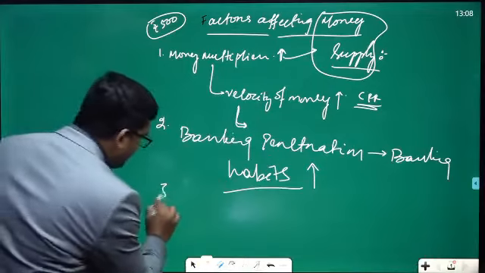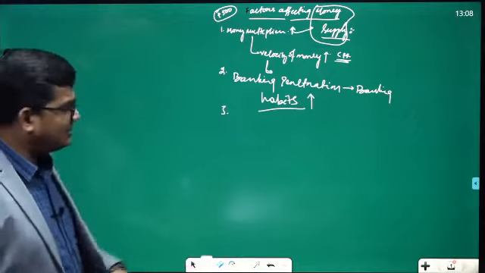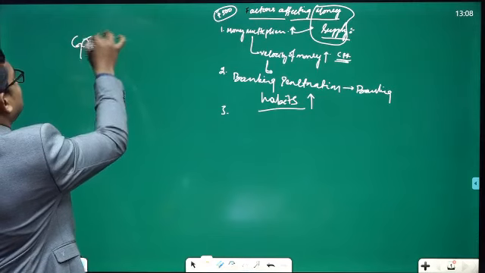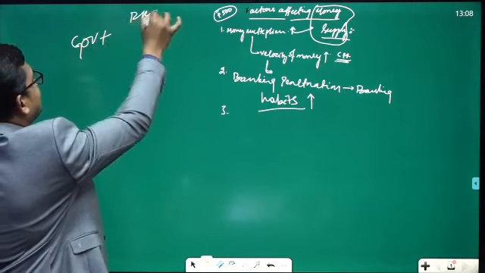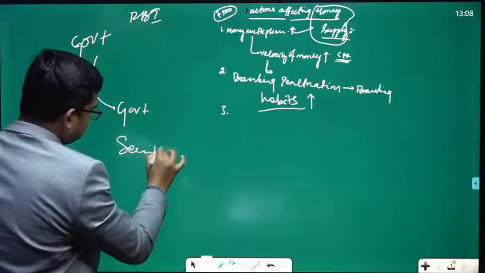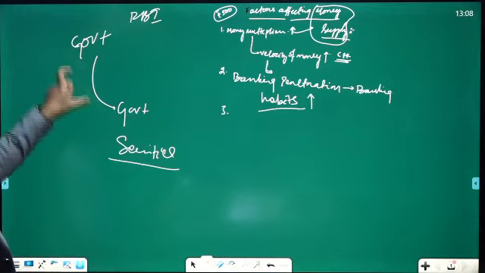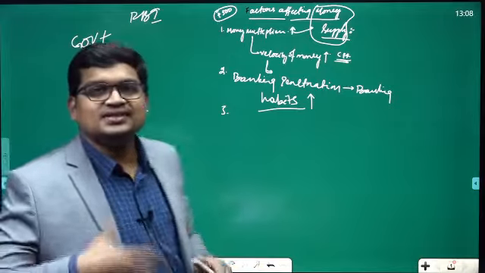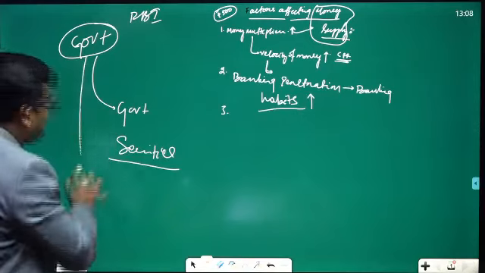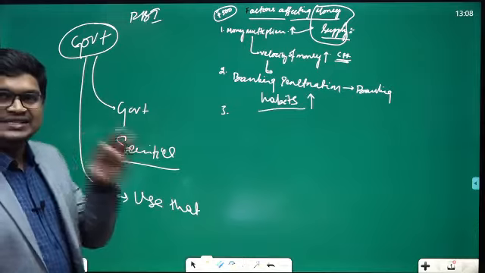Coming to the third, what is the third reason behind the increase in money supply? Suppose the government borrows money from RBI against government securities. I am repeating this. Suppose the government borrows from RBI using government securities, then that money coming to the government will definitely be used for welfare purposes or will be injected into the economy.